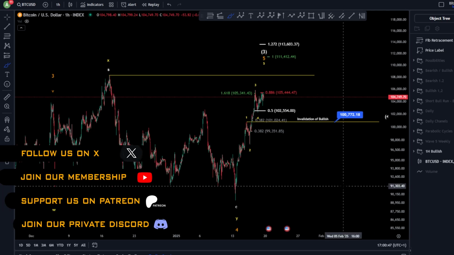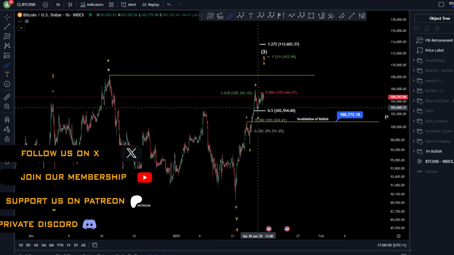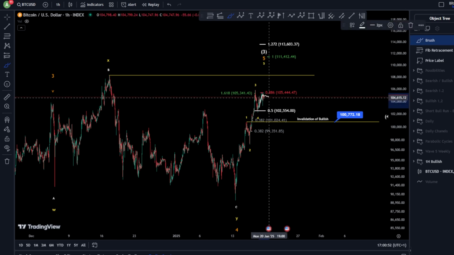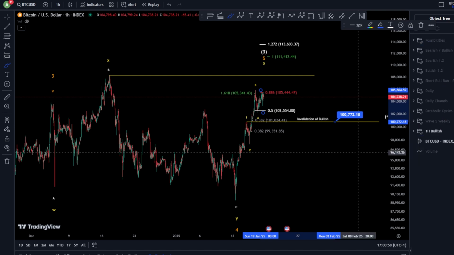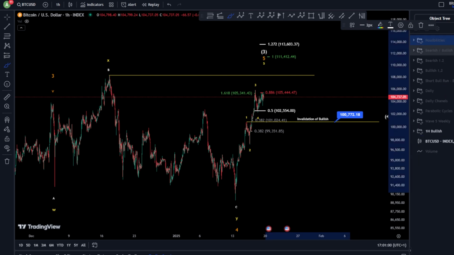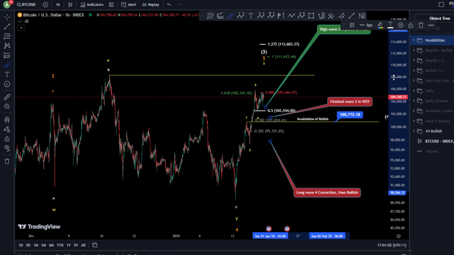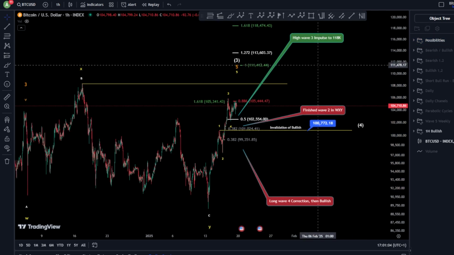Starting on the 1 hour chart, of course, because we did not really see very major moves for Bitcoin since our last deep analysis, given yesterday. We have seen several possibilities that it might unfold in the next hours or even in the next week.